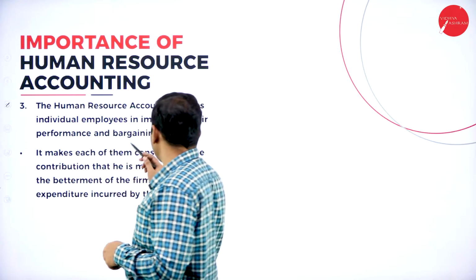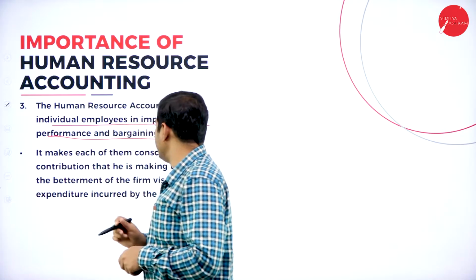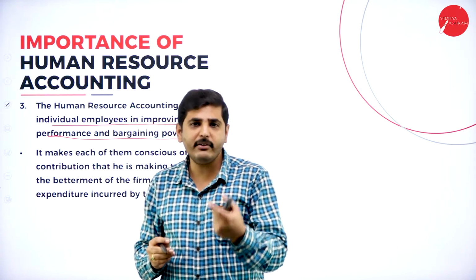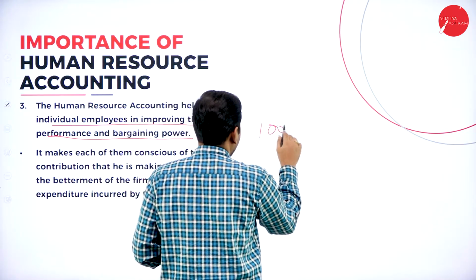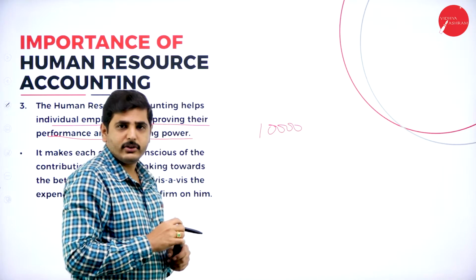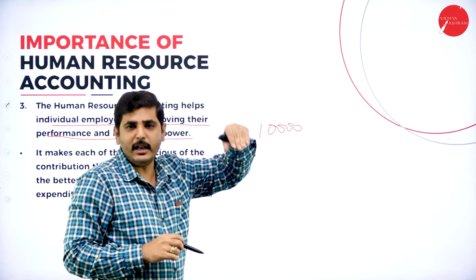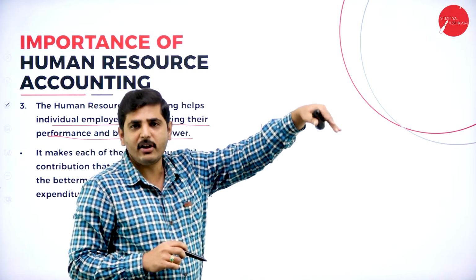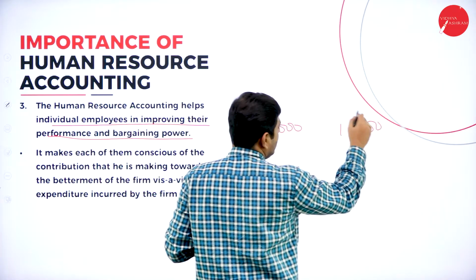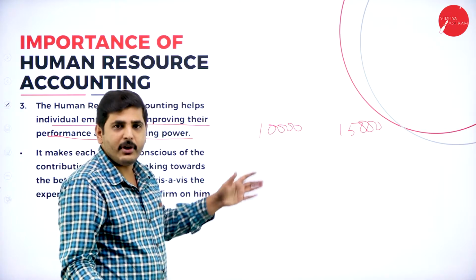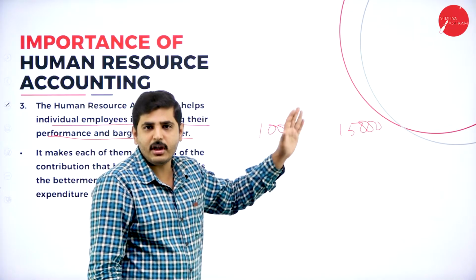Next one, human resource accounting helps individual employees in improving their performance and bargaining power. So when we have information, for example, if we are paying 10,000 rupees every month, they will have all the proof. They will compare with other similar organizations who are paying 15,000. If they have information, they will start to compare with other similar types of organization in a similar geographical area.